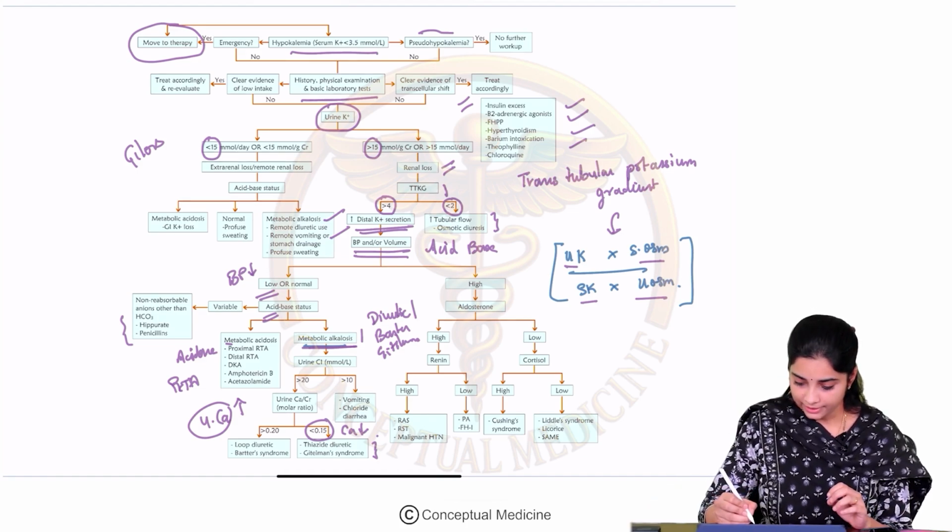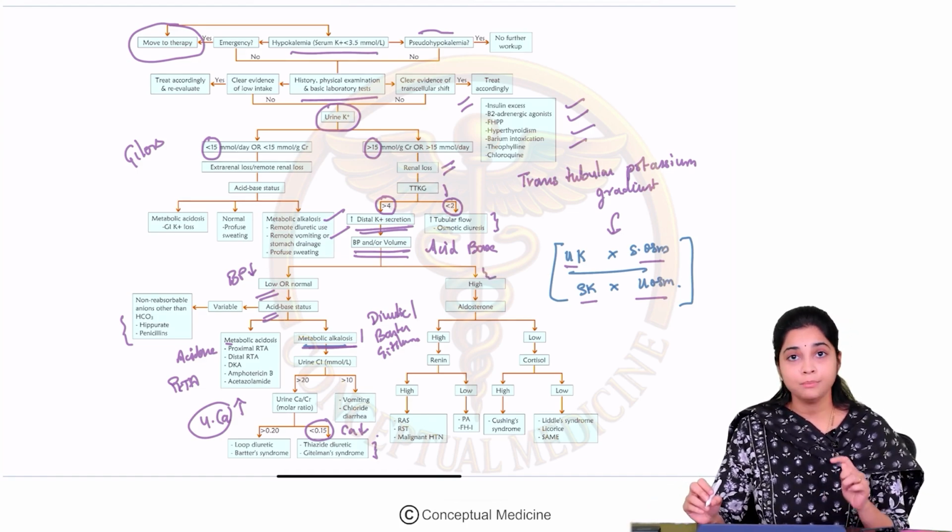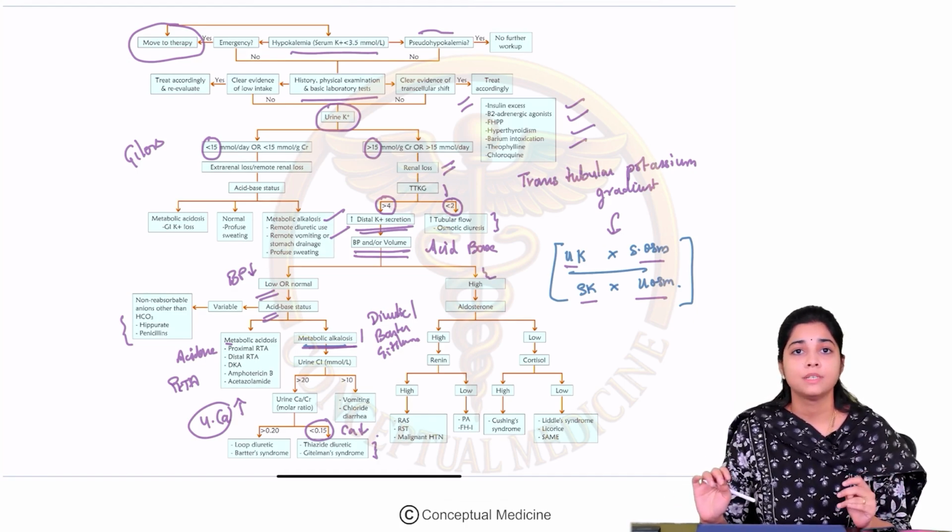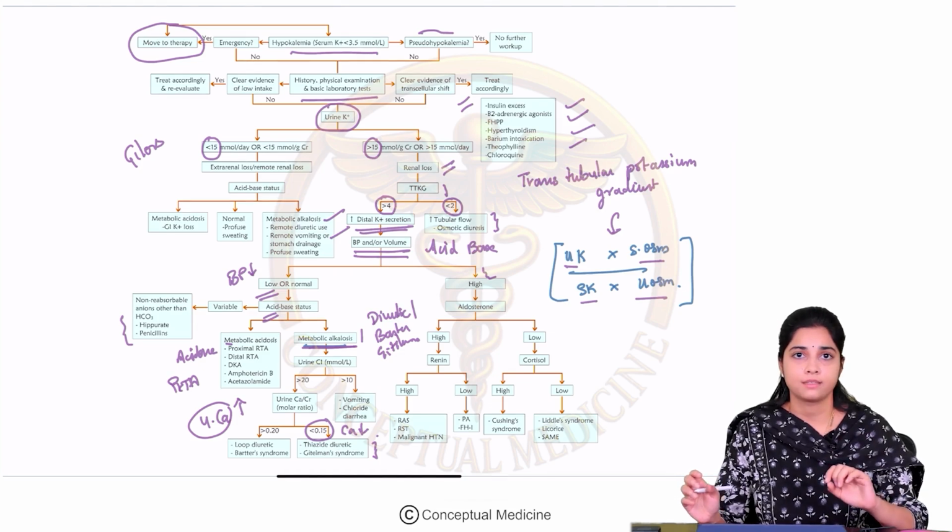Now let us look at the next part. Next part is that the BP is high. BP is high means what? Very simple, we have learned we are dealing with mineralocorticoid excess.